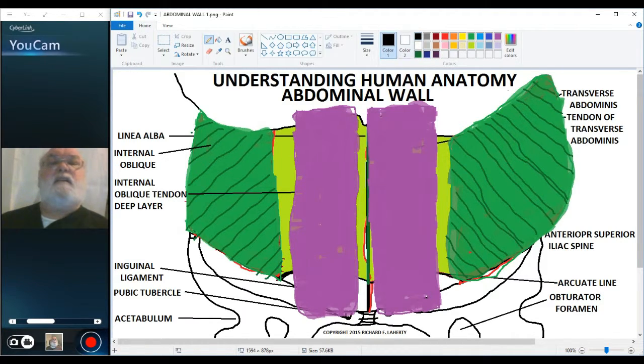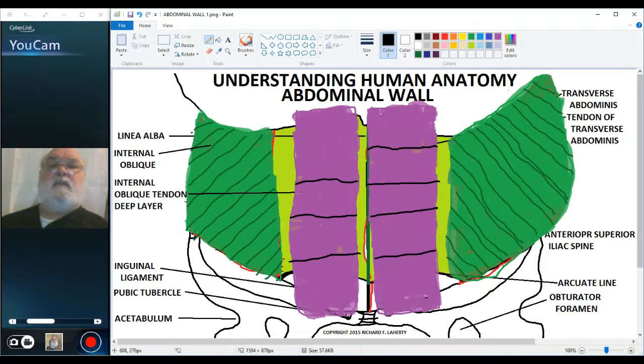And those are just areas of tendon that divide the muscle up into pieces or segments, like so. And the muscle runs from the pubic bone up to the bottom of the rib cage and costal cartilages.